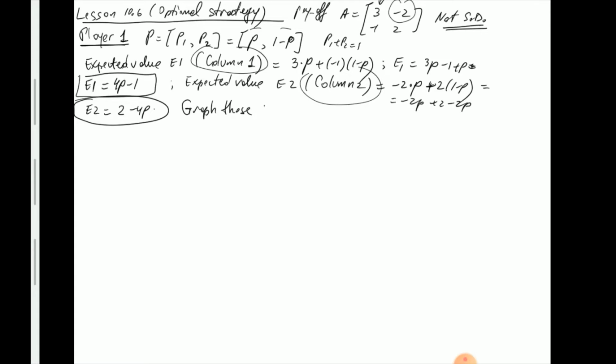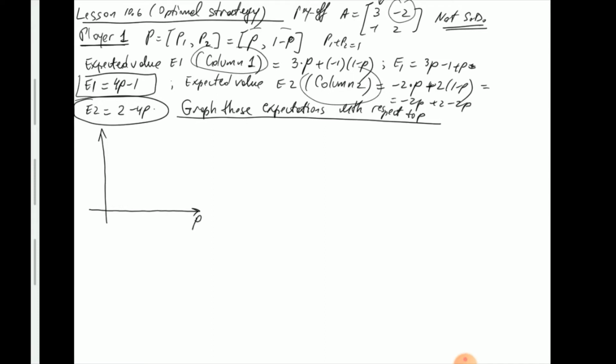All right, so let's graph these expectations with respect to P, as linear functions of P, right? So we're going to do this on the left side. And keep in mind that the domain on the horizontal axis, which is P, is 0 to 1, right? Because as with any probability, the value should be between 0 and 1. The expected value can be any number, right? But it's going to be between 0 and 1 for the probability P.